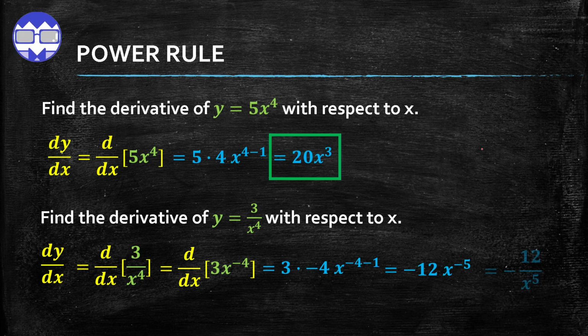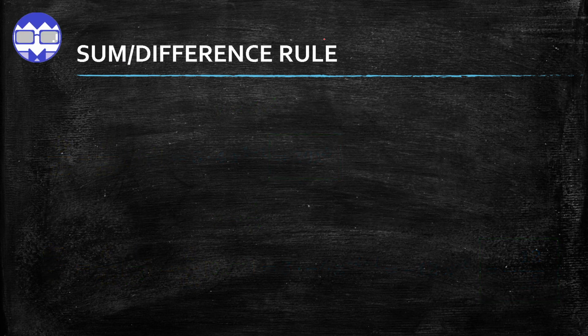Okay, so we also need to return it back into its fraction form because we cannot have a negative exponent. So that's why here the final answer is negative 12 over x to the power of 5. Okay, let's have the next rule.